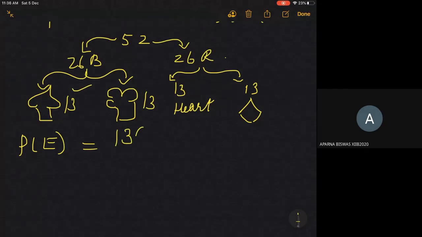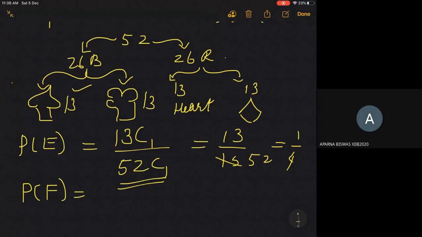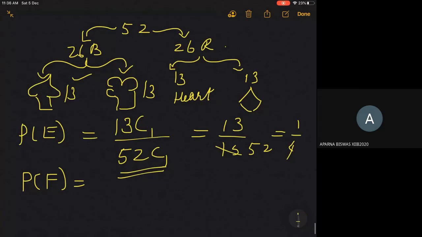So 13 C1 by 52 C1, because this 52 C1 is the number of elements of the sample space. So you get the answer 13 by 52, which is equal to 1 by 4. And what is P of F? F is defined as the card drawn is an ace. How many aces are there? In each configuration we have one ace, so there are 4 aces.